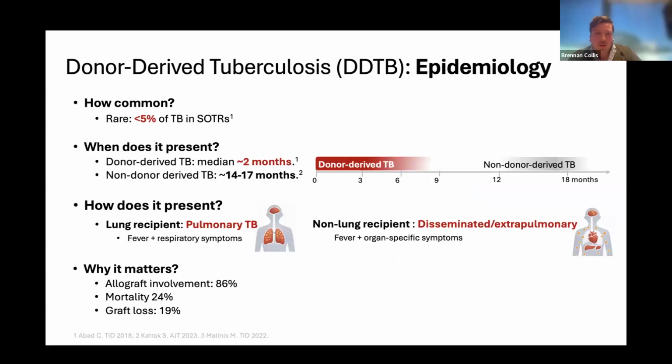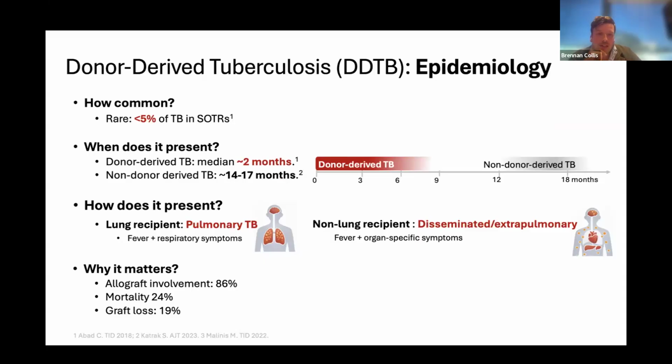When we look at the epidemiology of donor-derived TB, we can see that it's relatively rare, occurring in less than 5% of all TB cases in solid organ transplant recipients. And what's rather unique about it is that it does present early after transplant, with a median of 2 months after transplant, whereas all other non-donor-derived TB cases occur much later, normally after a year after transplant.